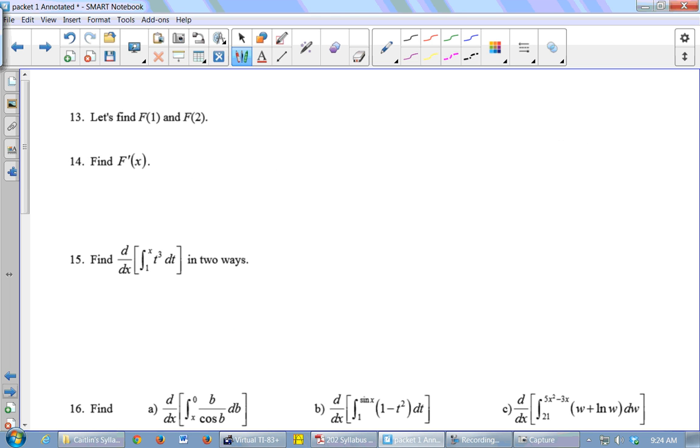So let's find f of 1 and f of 2. F of 1 would be the integral from 2 to 1 of radical 1 plus t squared dt, which is negative the integral from 1 to 2. And because I don't have a formula for the antiderivative, I have to do this numerically. I can have my calculator do it.